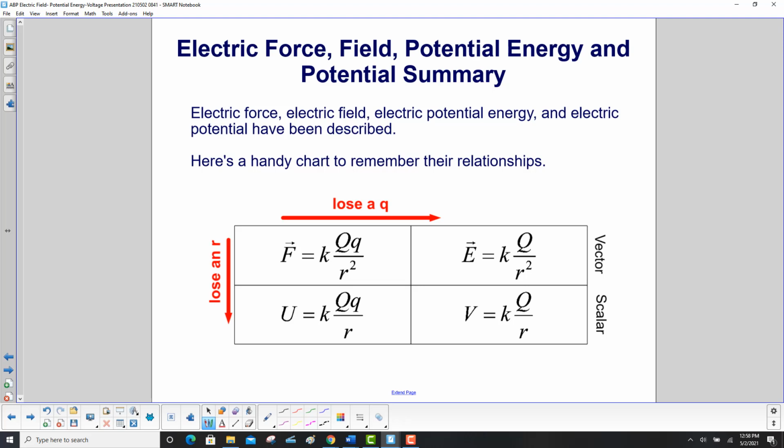Electric force, electric field, electric potential energy, and electric potential have all been described. Here's a handy chart to remember the relationships. We started with electric force, we lost a q, and we became electric field. And both of those are vectors. Then we went down the table, and you lose an r. So you went from electric field, and we defined electric potential energy, but we lost an r there. So potential energy is kQq over r. And then we went over to electric potential, and we lost one of the q's. So we have voltage is kQ over r. And these two quantities on the second row are both scalars.